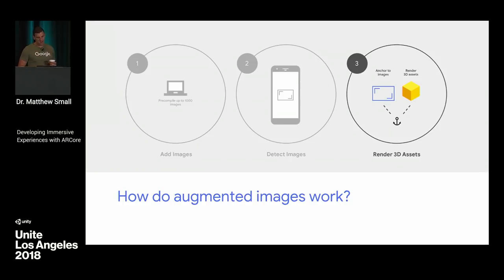The last step is to handle when an image detection occurs. The developer can recognize the image that was detected by the name that they gave it in the database, and then attach 3D assets to the trackable that's returned. So they place an anchor on the image. As I said before, you want to anchor anything that you want to stay relative to something in the real world, and then they can place their 3D assets on that.